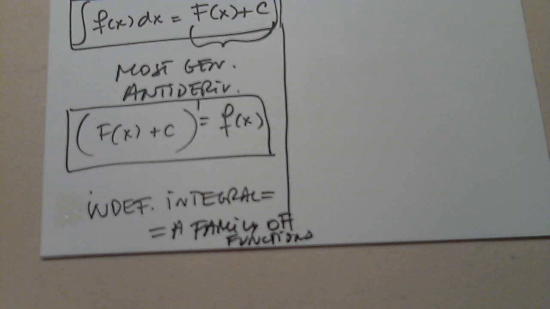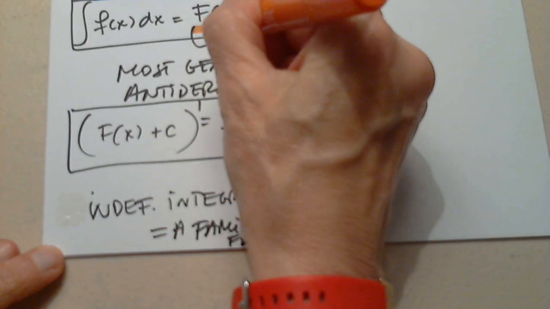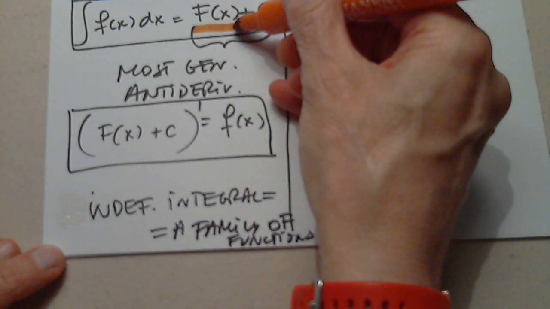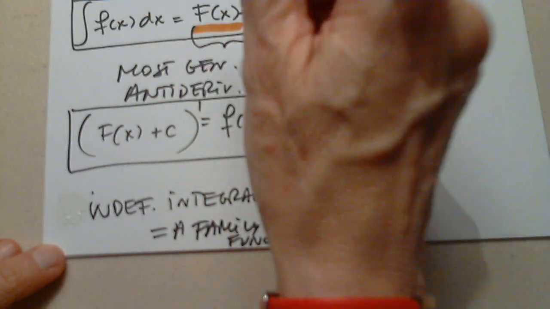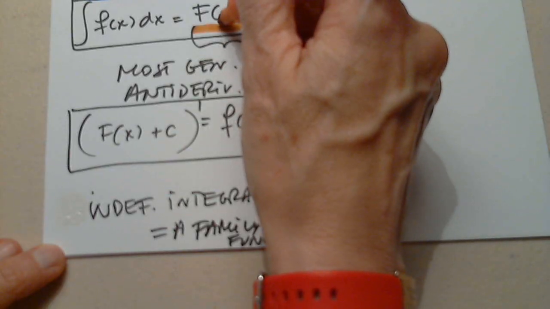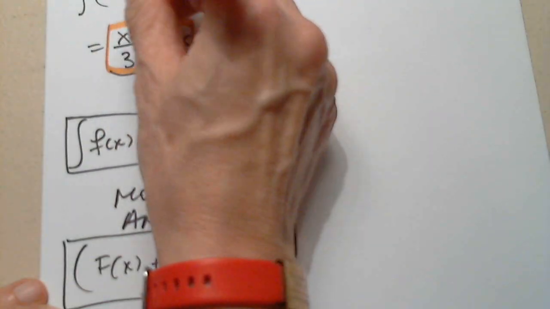And this is how we like to write it. We like to use this notation, uppercase F. What is this? It is the antiderivative of f of x. In other words, when I differentiate this function, I get this function. When I differentiate this function, I get this one.